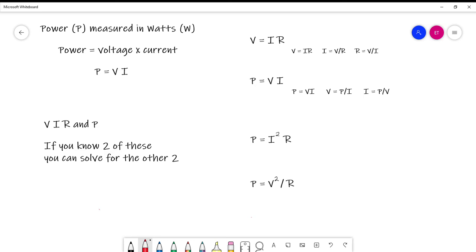Power is abbreviated with a capital letter P. It's measured in watts, abbreviated capital letter W. It's not an entity of itself. It's really just a combination of voltage and current. So if you have flow and pressure, that's an indication that you have power.